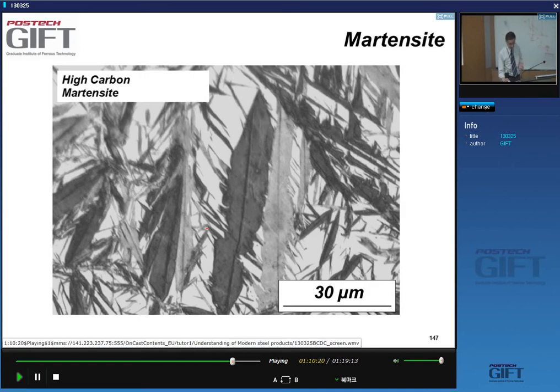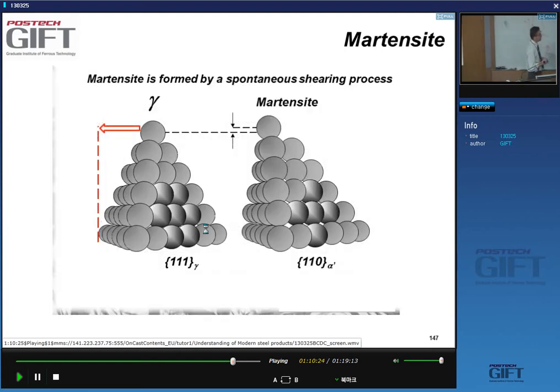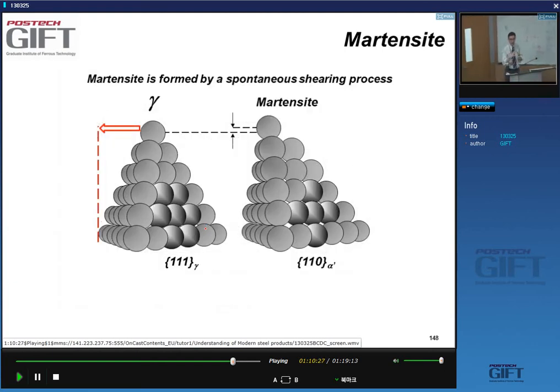It's not lath martensite anymore, but it's plate-like martensite. When we do this transformation, yes, we have a shear transformation. It's important to realize what a shear transformation is: the location of all the atoms before and after the transformation is defined by the shear. So there is no randomness to the position of the atoms before and after the transformation.